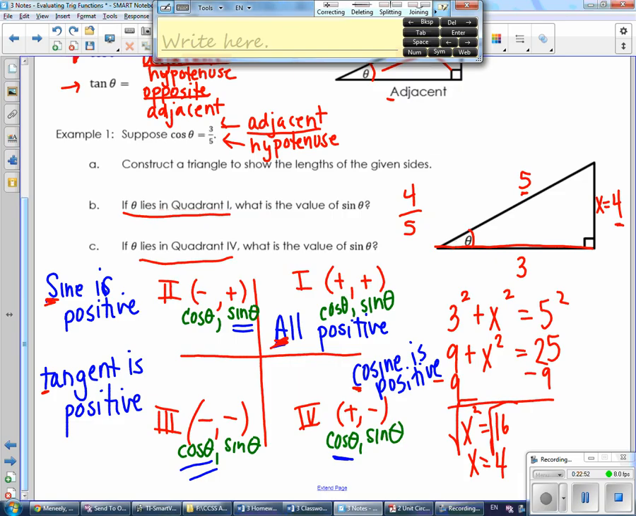is that All Students Take Calculus. You'll remember that, right? Because you're all planning to take calculus.